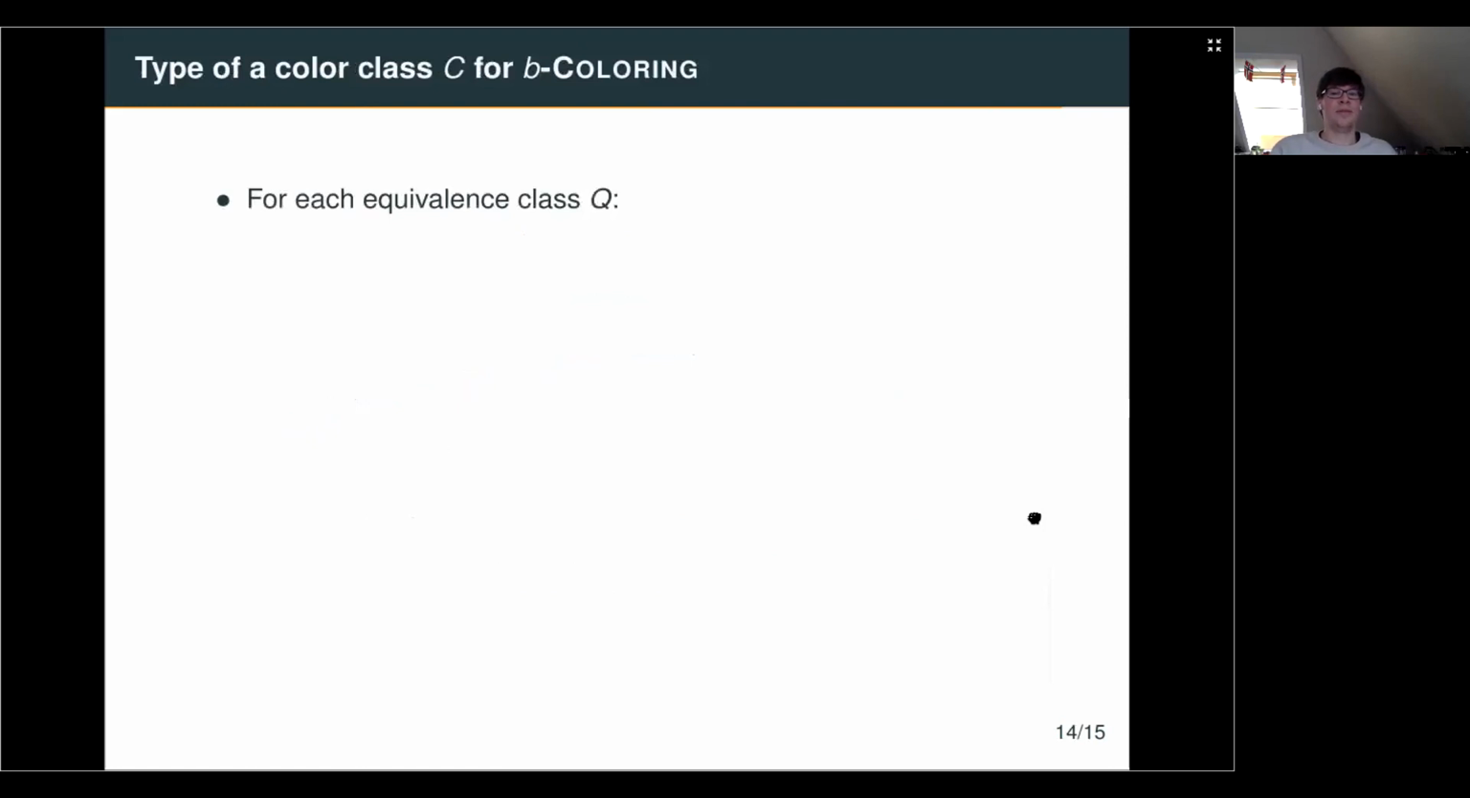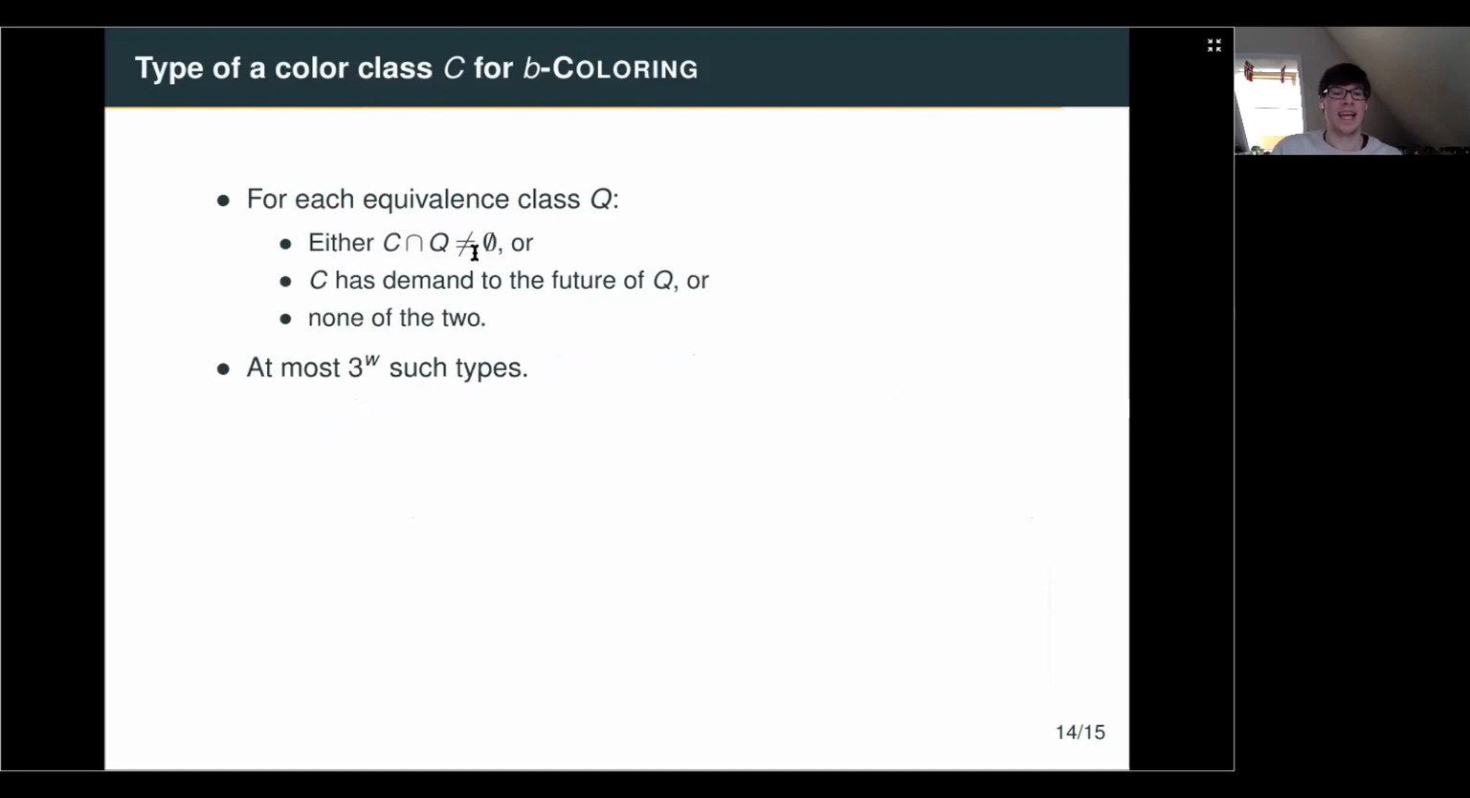So what is the information that goes into the type of a color class C? For each equivalence class of the module width equivalence relation, we store that either this equivalence class has a vertex of color class C, or color class C has demand to the future of this equivalence class, or none of the two. Then we can see that there are at most 3 to the W such types, and at most n to the 3 to the W descriptions of colorings that we have to keep track of.